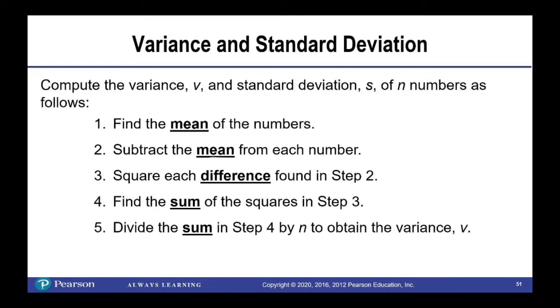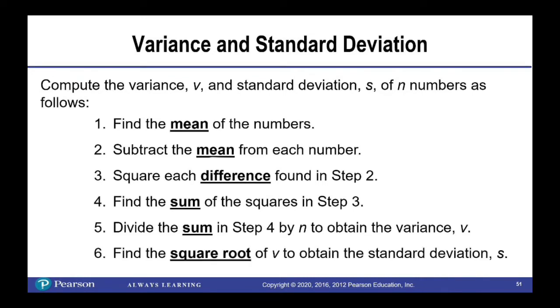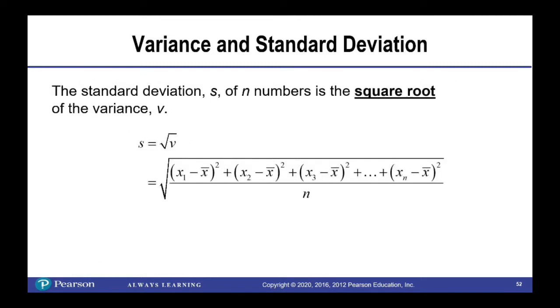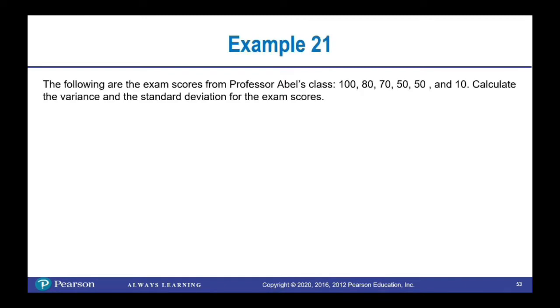We divide our sum by our number of values to find our variance, and variance is represented with a lowercase v. Then we take the square root of our variance to find our standard deviation, and standard deviation is represented with a lowercase s. So our standard deviation is the square root of our variance. Look at example 21. We have some scores from Professor Abel's class, and we are asked to calculate the variance and the standard deviation for these scores.